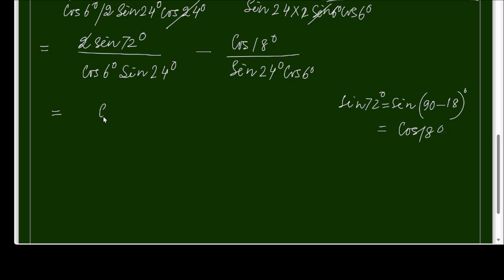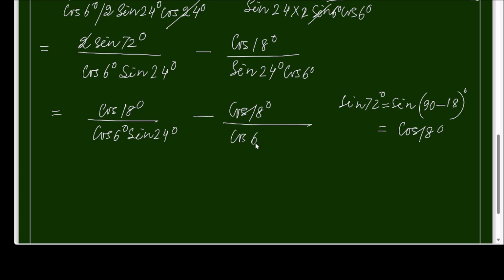So I can write cos 18 degree, cos 6 degree sine 24 degree minus cos 18 degree again, cos 6 degree sine 24 degree. So what is the result? Result is simply 0 because they are same.